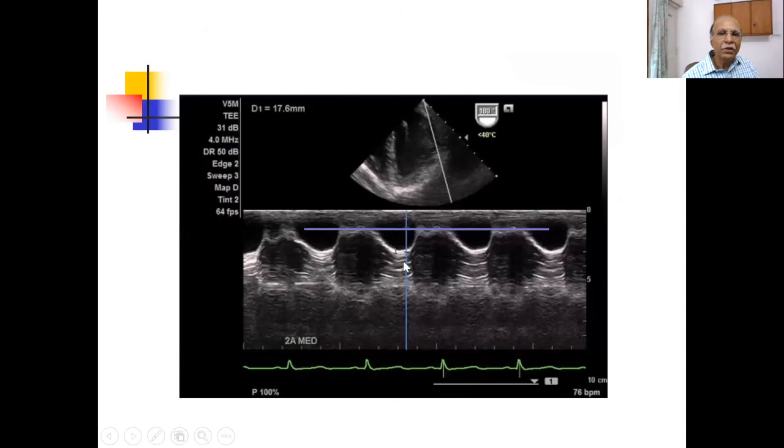You need to drop the cursor. This is a four-chamber view. You drop the M-mode cursor onto the lateral annulus and measure the distance here of the motion of the annulus towards the apex. That gives you the MAPSE.